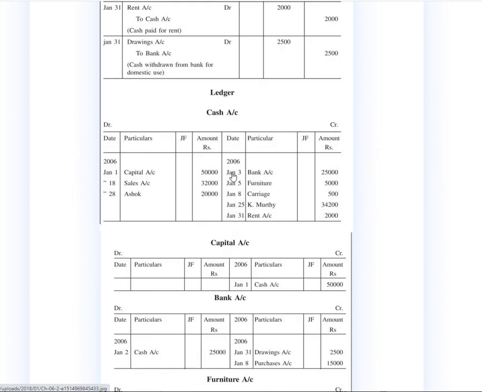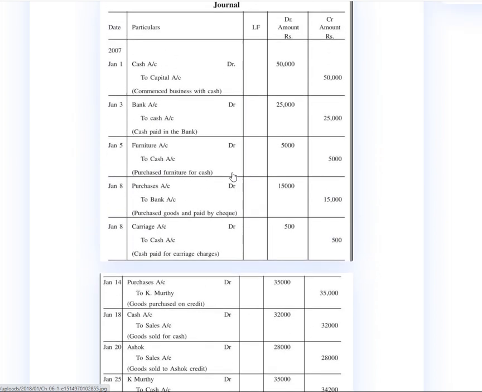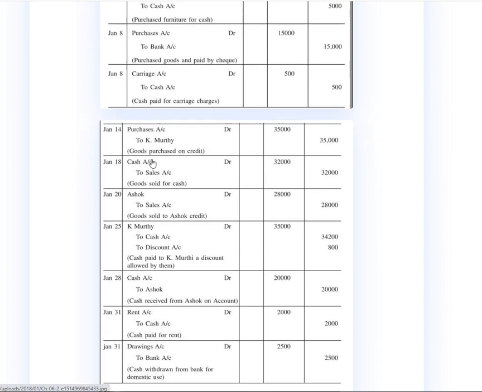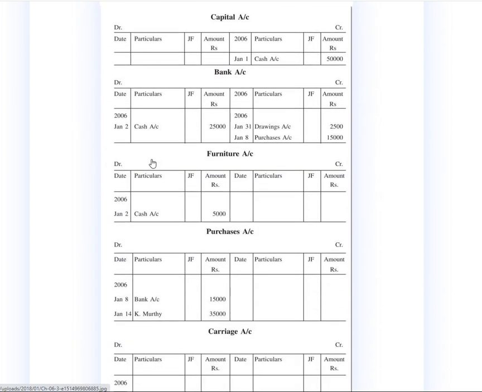Okay, so next transaction says that on January 5th, furniture account debit to cash account. Cash account we already have. We have to open one furniture account. Amount is 5,000. So here furniture account debit to cash account 5,000 rupees. First you will go to furniture account. You will open one furniture account on that particular date.